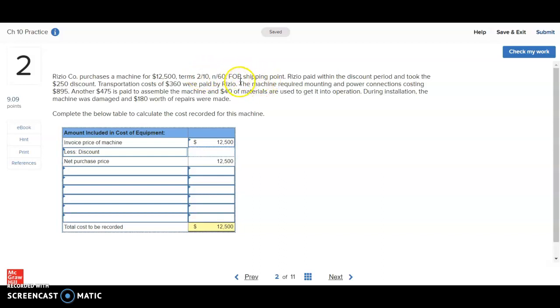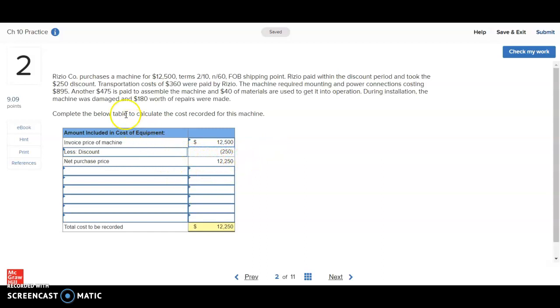It also tells us that it's FOB shipping point, which means it changes the ownership to us, the buyer, at that shipping point. So when it leaves their shipping point, it's our responsibility, which means those transportation costs are also responsible for the buyer, us. So it says Rizzio paid within the discount period and took the $250 discount. So we're subtracting out a $250 discount here, which gives us a net purchase price of $12,250.